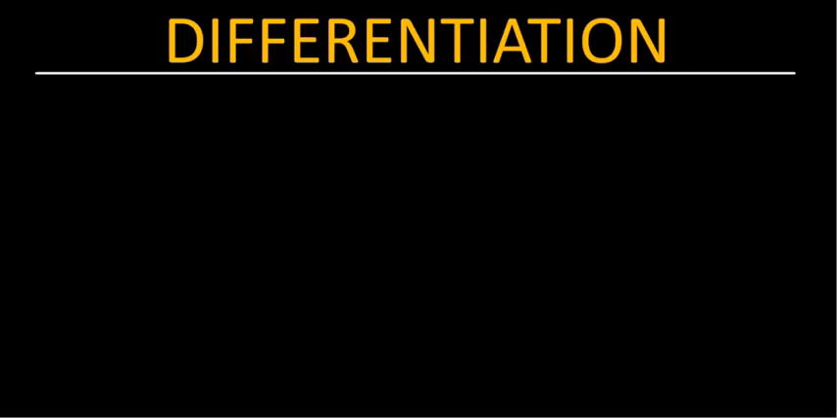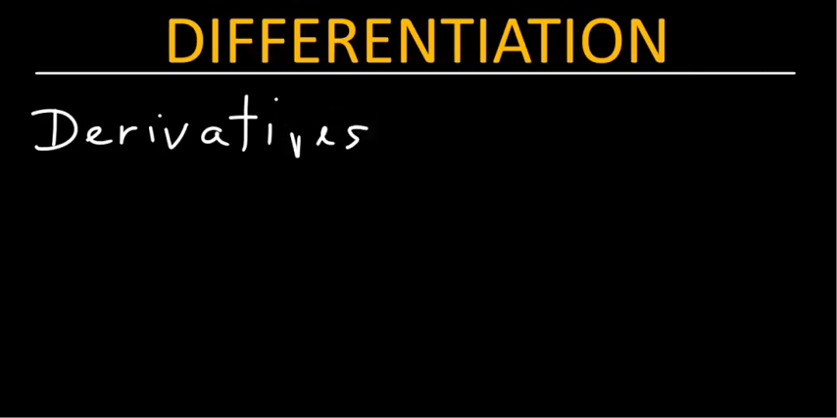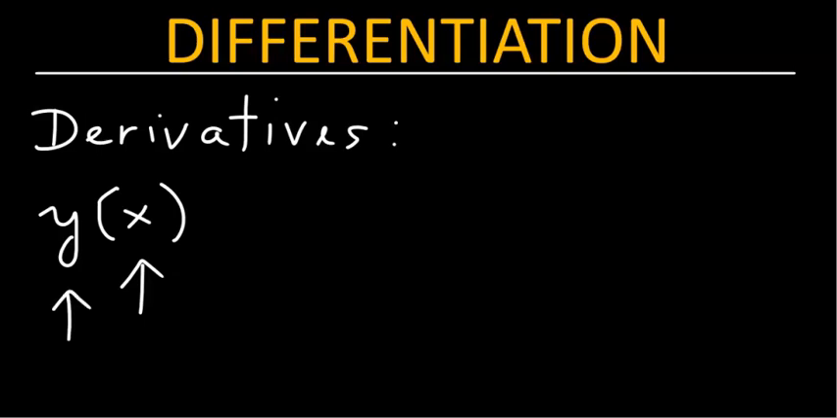Let's look at the process of differentiation. But first, let's look at the concept of derivatives. Assume that we have a function y, and this y is a function of x. So x is the independent variable, and y is the dependent variable, dependent on x.